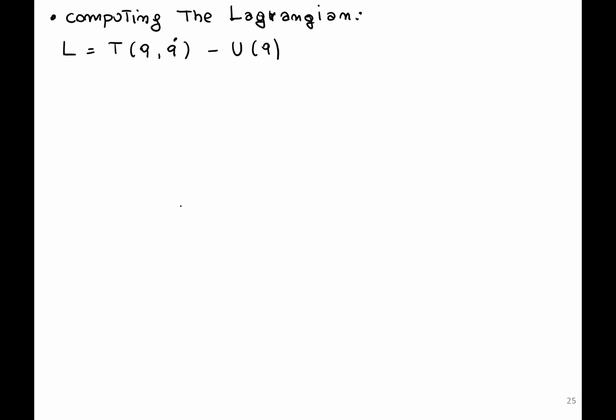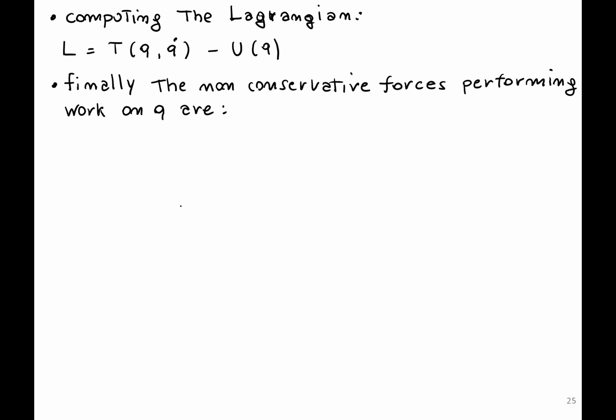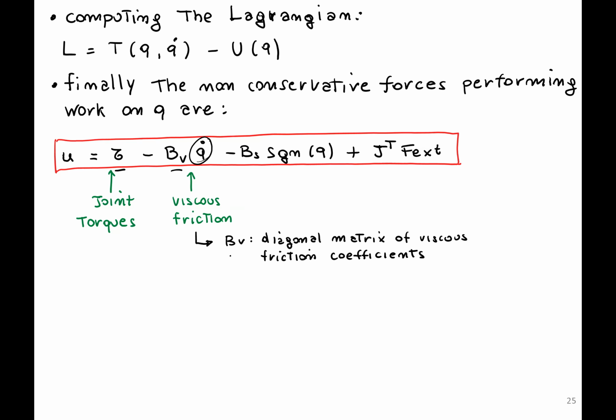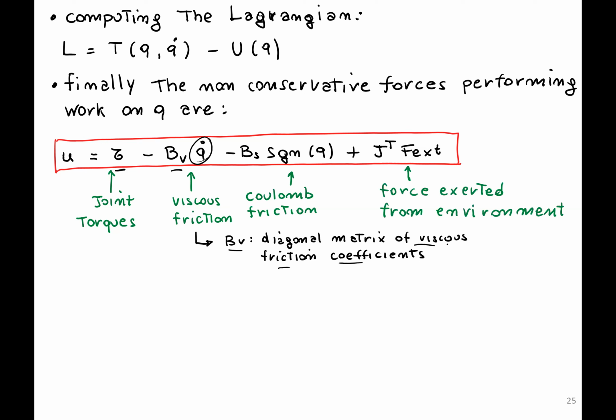So we can now compute the Lagrangian expression and consider the non-conservative forces performing work on the q variables. In this case, for example, we have the joint torques: the viscous friction components that depend on the velocity of the joint. Usually we define a diagonal matrix for the viscous friction coefficients for all the joints, and we can have a Coulomb friction we saw, and also the external force exerted by the environment.